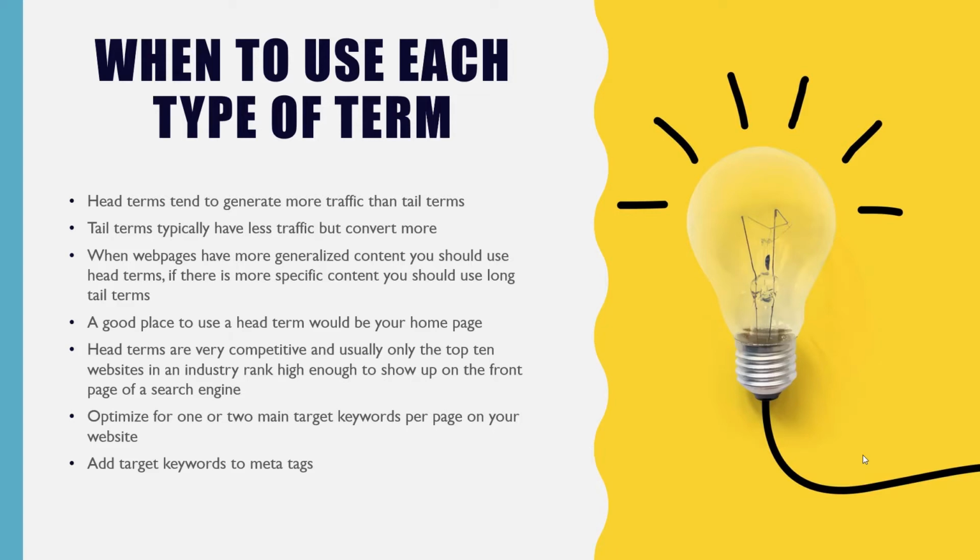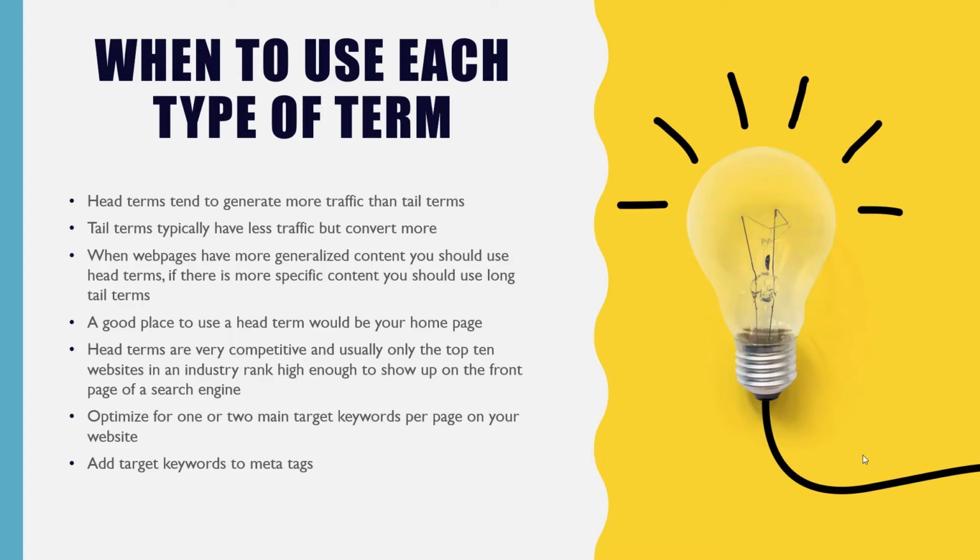A good place to use a head term would be your homepage. Head terms are very competitive, and usually only the top 10 websites in an industry rank high enough to show up on the front page of a search engine. So again, if you were looking at Apple, chances are so many websites use that term, and Apple in particular is going to get the most traffic when people are looking for that term. So unless you're one of those leading industries, one of the top 10 companies in an industry, you're probably not going to see the most traffic from those.